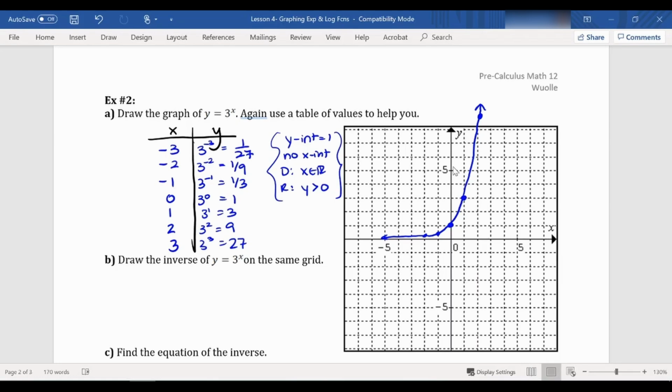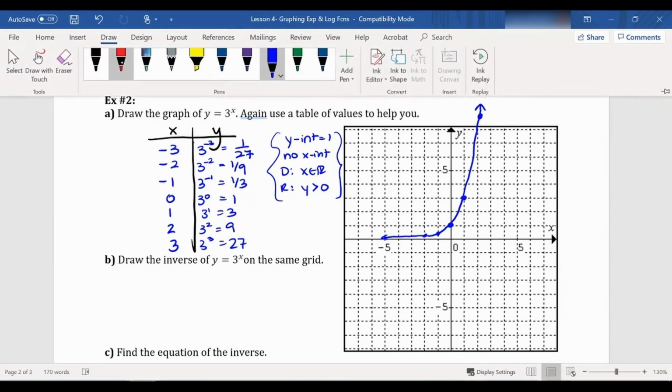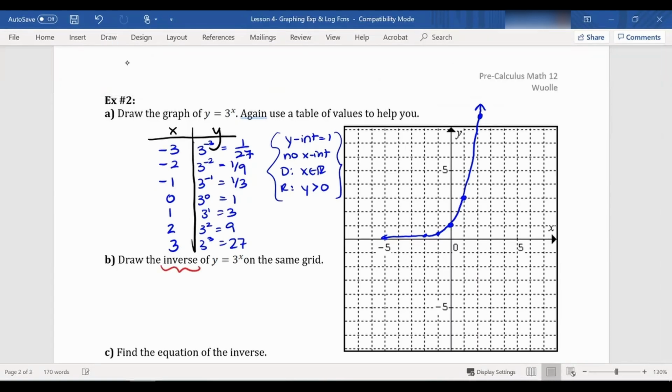Now, part B is asking us to draw the inverse on the same grid. So just a reminder, for an inverse, the coordinates of the points switch.